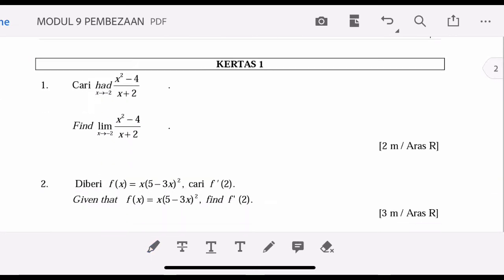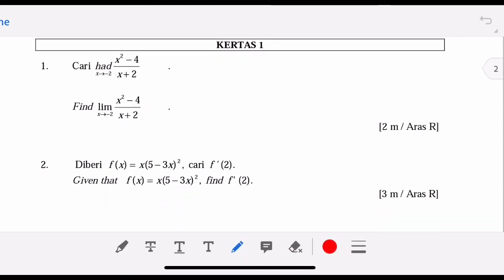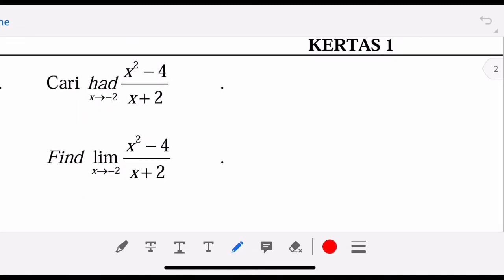So let's get started with the differentiation topic. For differentiation, the basic is you must know the limit. So for limit, how to solve the limit? Can you see the question? Okay, I'll enlarge it. Find the limit when x approaches -2.